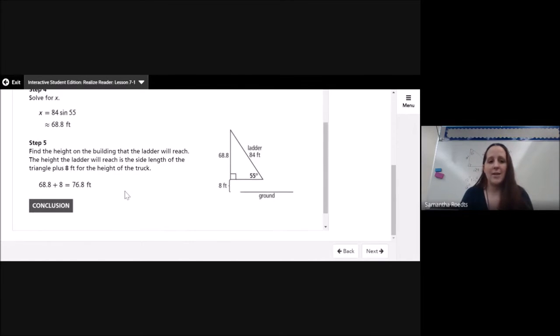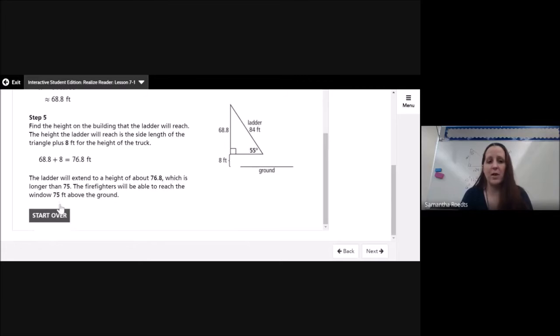Okay. Find the height of the building that the ladder will reach. The height the ladder will reach is the side length of the triangle plus 8 feet for the height of the truck. So it's 76.8 feet. So the ladder will extend to a height of about 76.8 feet, which is longer than 75. The firefighters will be able to reach the window 75 feet above the ground.